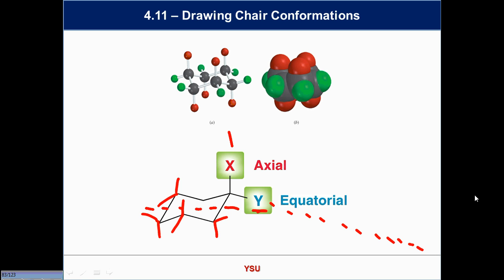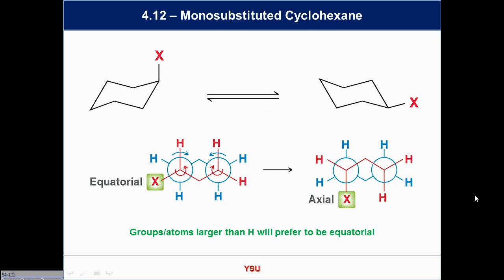So we've defined up or down, straight up or down is axial. Anything coming away from the equator that is not axial is then said to be equatorial. Now it gets tricky, because now we have to do this flip. This is going to be called a ring flip, in which this cyclohexane chair, lazy boy, whatever you want to call it, turns into this one. And we're going to find very quickly, listen to this carefully, big groups prefer to be equatorial. Big groups are more stable when they're equatorial. You'll see why in a second.